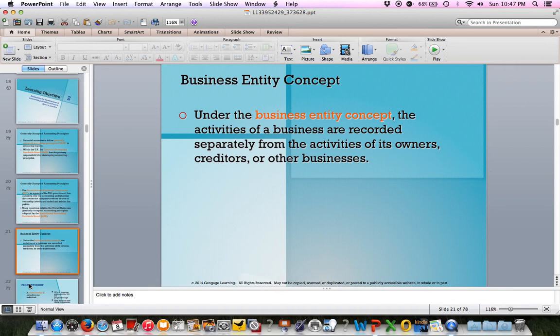Also understand what the business entity concept is. Basically, that a business entity is separate and distinct from its owners. Okay, so its records are kept separately, its cash is kept separately, and so on. So it's run independent of the owners, so there's no commingling of finances and records and things like that. So it's operated separately from an owner.